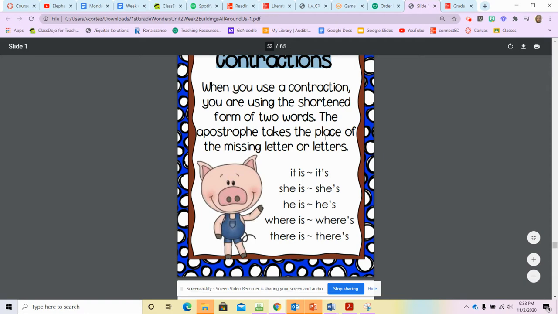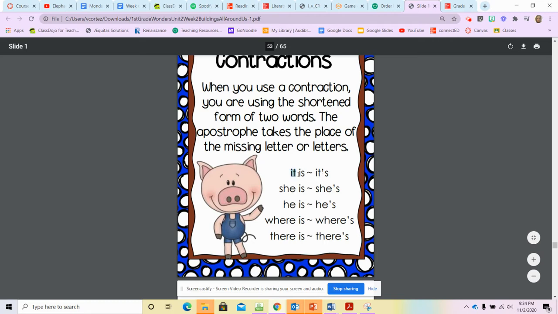The apostrophe takes the place of the missing letter or letters. An apostrophe is this little line. Some of you have seen it, and it kind of looks like a comma that's floating in the air, but that's called an apostrophe. And we use that when we want to make a contraction. So when we want to take two words, for example, it is, and we want to put them together, we can put it is and we can form its.